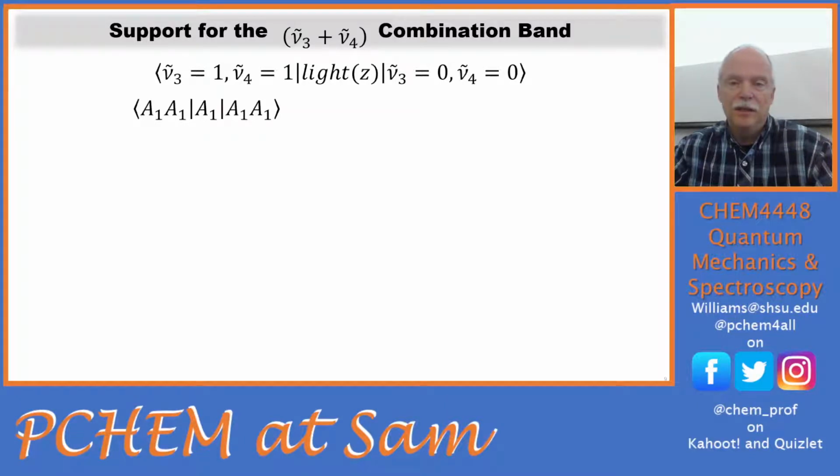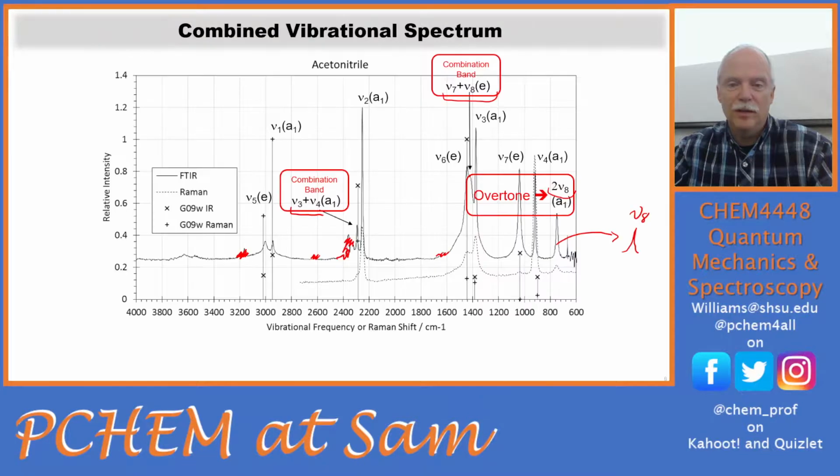So this is a new 3 and new 4. Let's go back up here and look at here's new 3. New 3 is A1. And new 4 is A1. So these are going to be all A1s, and the combination is A1 as well.